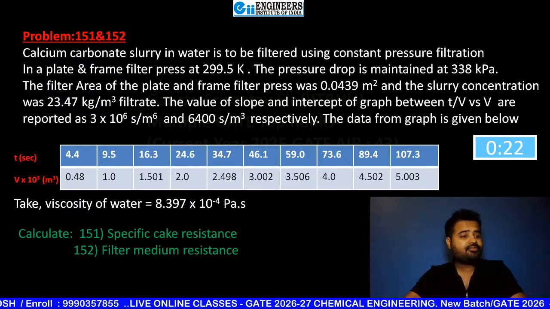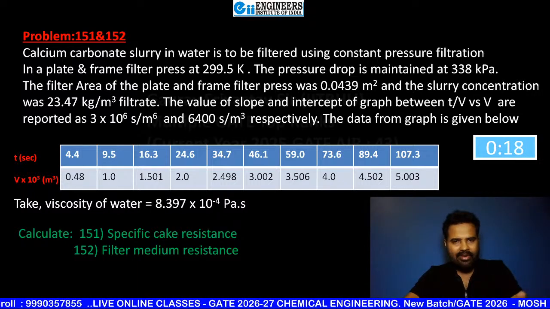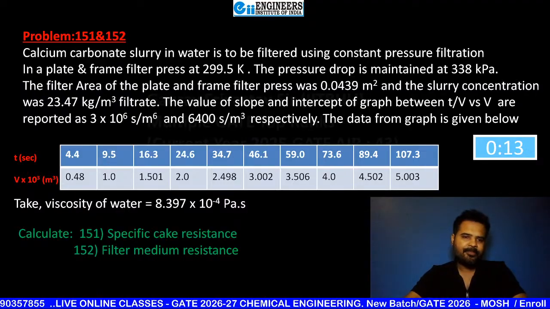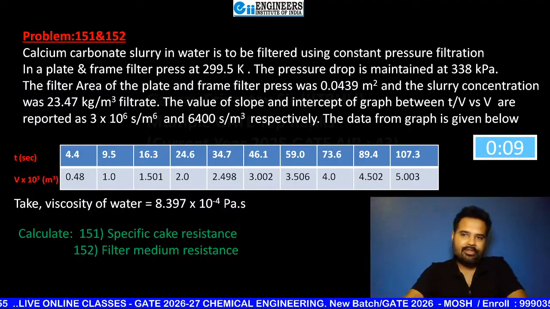Done, beta, no need to solve. Don't try it, just try to get data, extract data, and try to recall which equation you can use here in order to get the value of specific cake resistance and filter medium resistance.